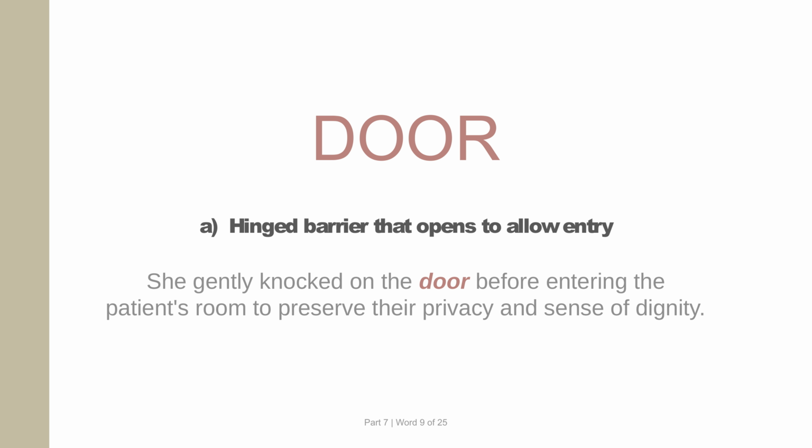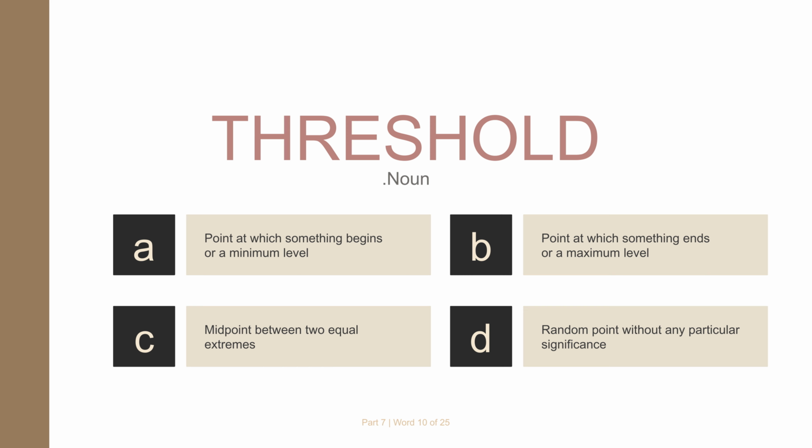Question 10. What is the meaning of threshold? Option A. Point at which something begins or a minimum level. Option B. Point at which something ends or a maximum level. Option C. Midpoint between two equal extremes. Option D. Random point without any particular significance.